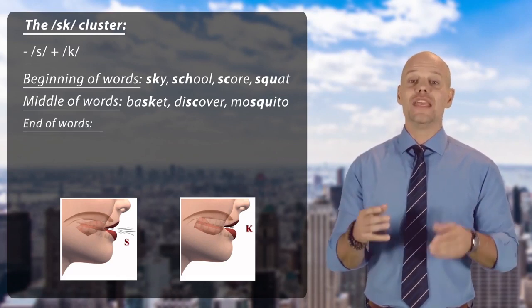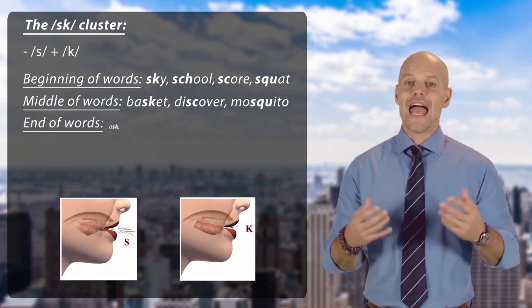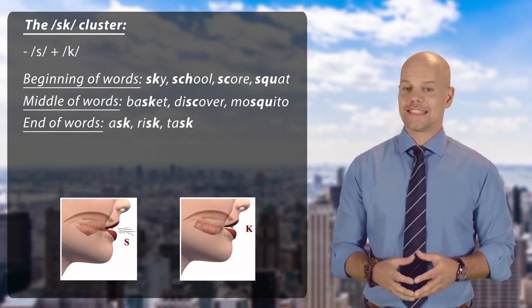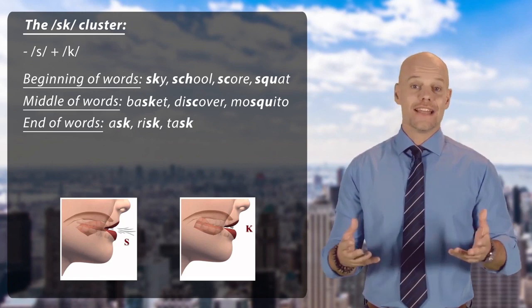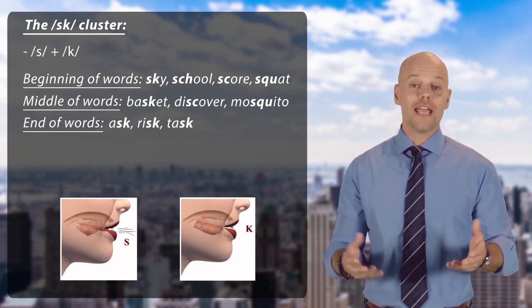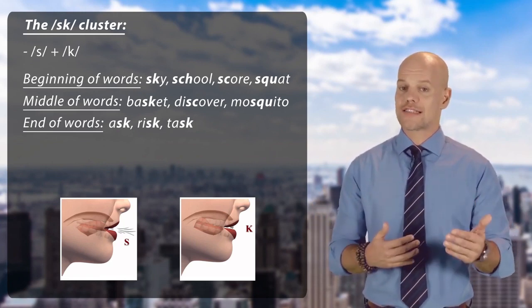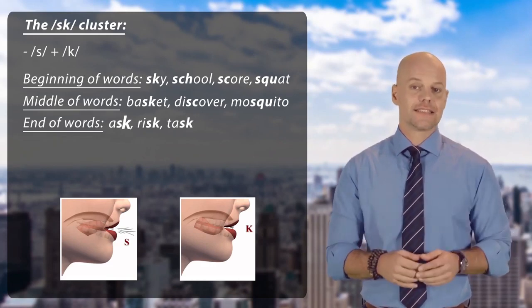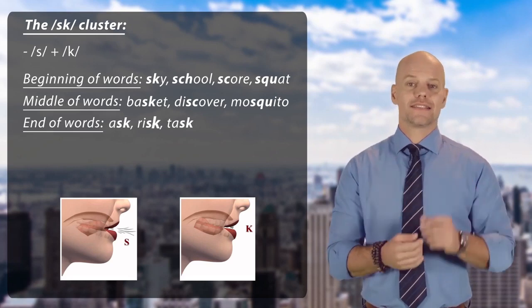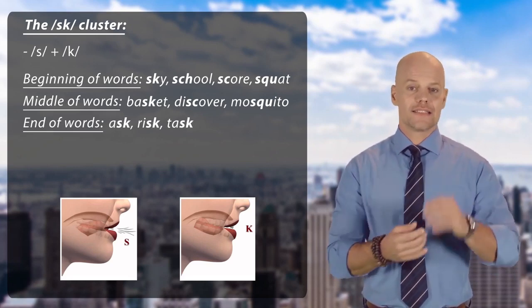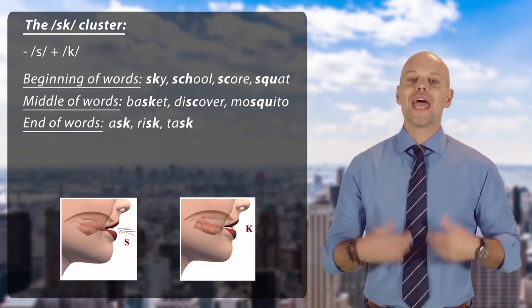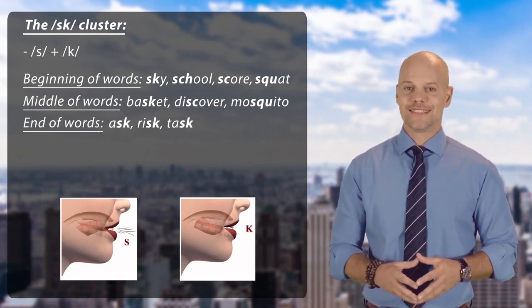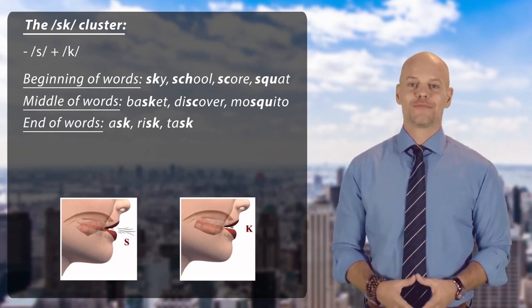The sk at the end of words. Ask, risk, task. Again, say the s part long and use the time of the long s to prepare for the k. Ask, risk, task. Pause this video and practice saying these words with the sk cluster accurately. Pause now.